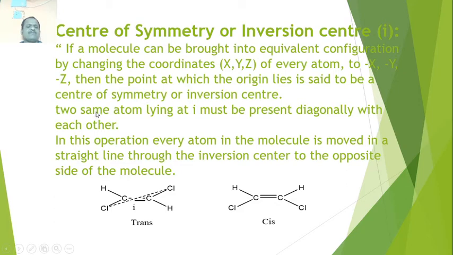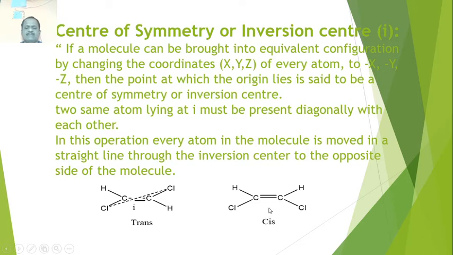Okay, so here two chlorine atoms are exactly opposite to each other from this point, or two hydrogen atoms exactly opposite to each other at this point, and that's why this molecule possesses a center of symmetry. This is possible only for trans 1,2-dichloroethene and not for cis 1,2-dichloroethene.